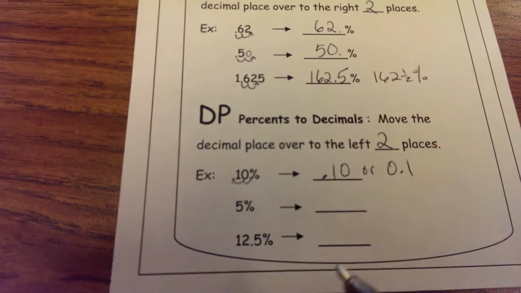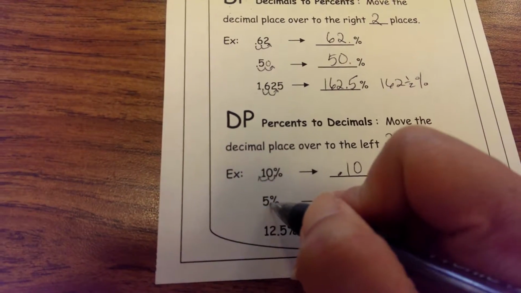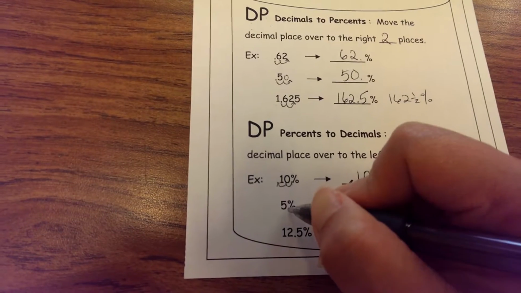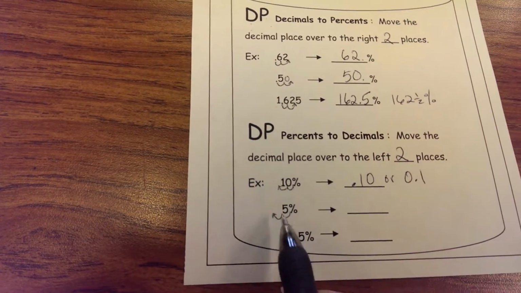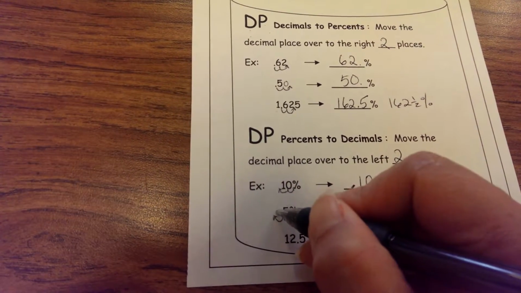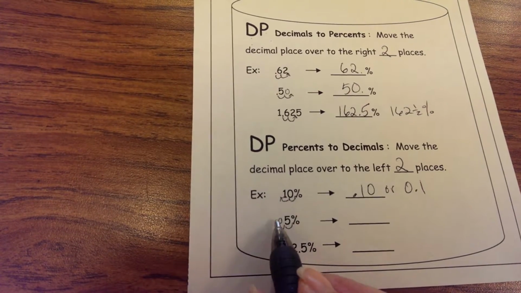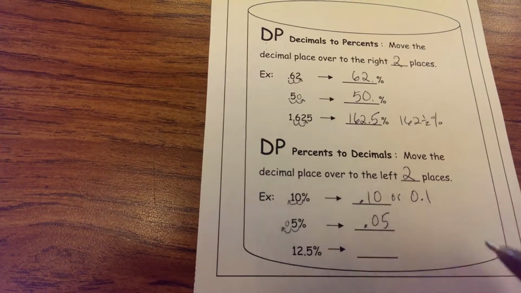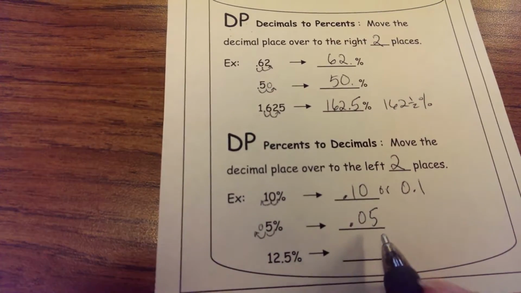Here, 5%. We don't see where the decimal is, so it must be behind the 5, right? Again, you move the decimal place 2 places. So you draw the butt, 1, 2. There's an empty basket here. What do we put then? A 0. So then the decimal is really in front of the 0. So your decimal is 0.05, which is 5 hundredths.